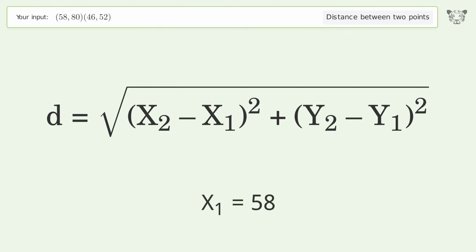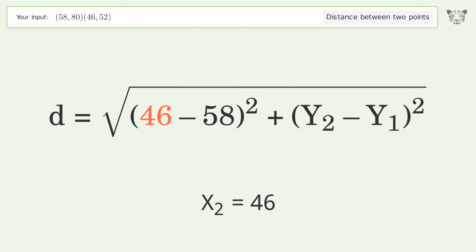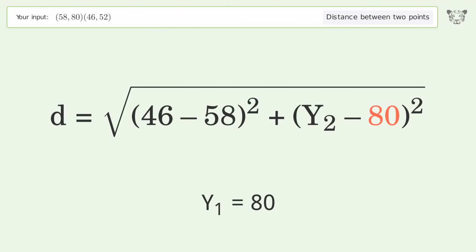x1 equals 58. x2 equals 46. y1 equals 80. y2 equals 52.